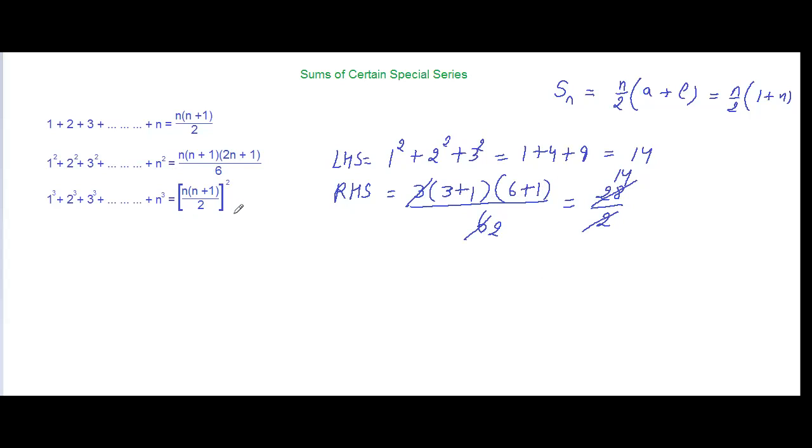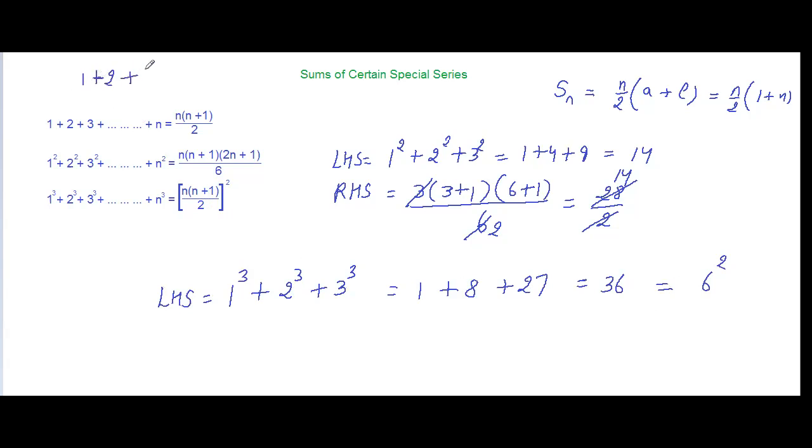Let us take the verification of this last formula also. Suppose we take the three terms 1 cube plus 2 cube plus 3 cube. This is left hand side. If we solve as such, it is 1 plus 8 plus 27. This is equal to 36, which is actually 6 square. And what is 6? The sum of the first three natural numbers is 6. So it is 6 square.